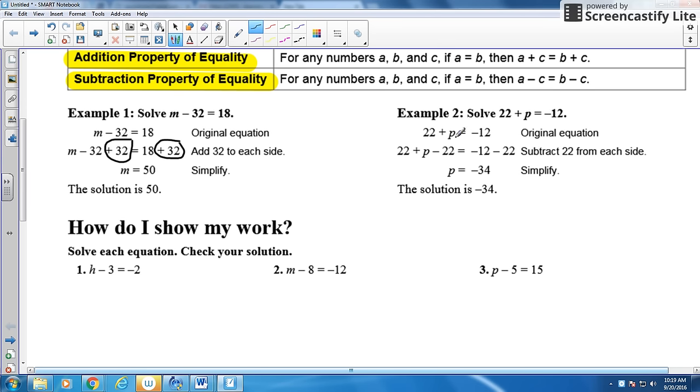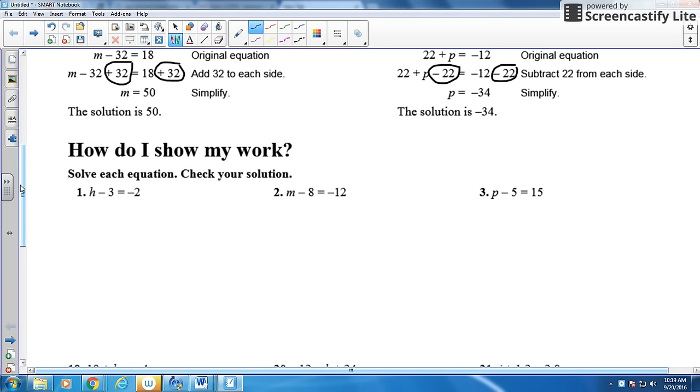And then in example 2, we had 22 plus p. Again, to isolate p, we need to get rid of this positive 22. In order to do that, we're going to subtract 22 on both sides, and we get p equals negative 34. So I think that should be review for you.